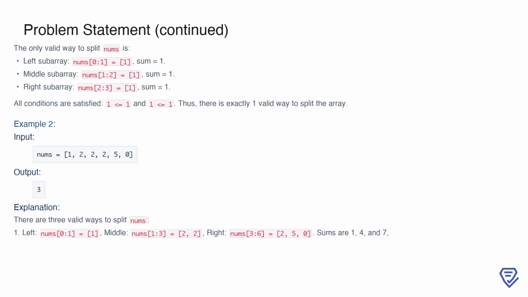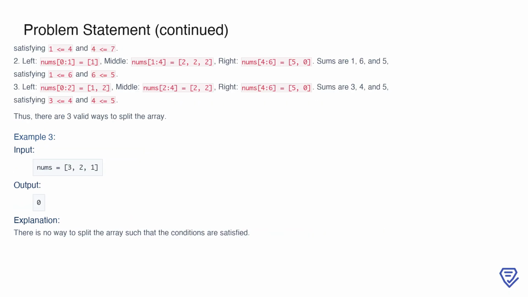Now, if we check the conditions, the sum of the left subarray, which is 1, is less than or equal to the sum of the middle subarray, which is also 1. Similarly, the sum of the middle subarray is less than or equal to the sum of the right subarray, which is again 1. Since both conditions are satisfied, this arrangement is valid, and there is exactly one valid way to split this array. Another example is when nums is [1, 2, 2, 2, 5, 0]. Here, there are 3 valid ways to split the array, and we will examine those next.